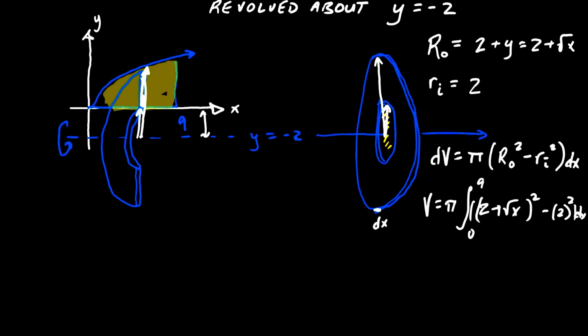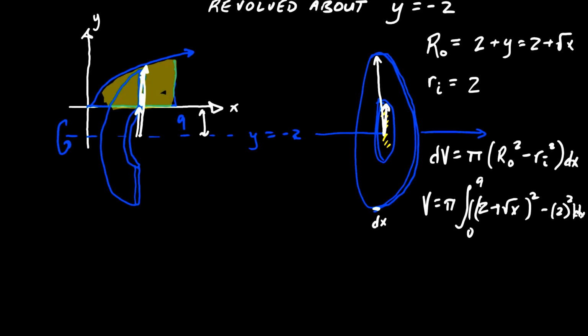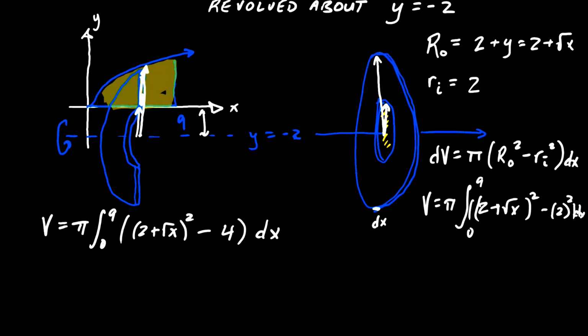And we'll take a look at that a little more clearly right over here. So let's rewrite that one more time. We have V equals pi, the integral from 0 to 9, and we'll have the quantity 2 plus root x. Just be careful where you put the squared. Sometimes they can get lost. And then we did have 2 squared, which I will simplify now as just 4 dx.